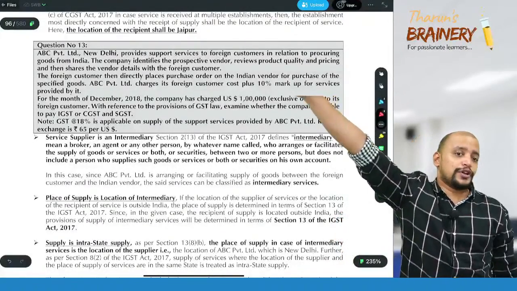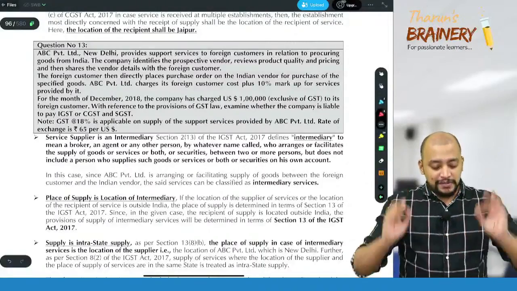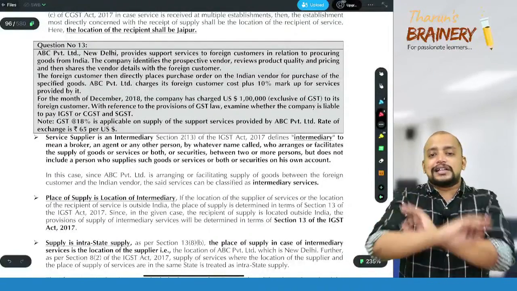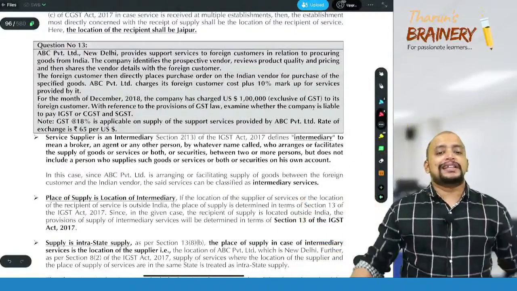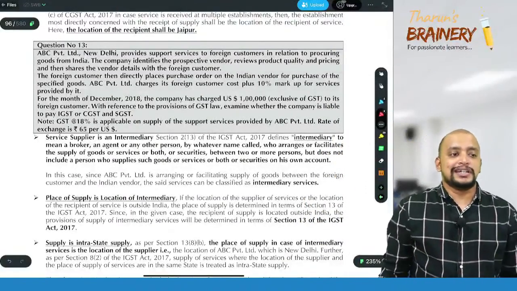Supplier of goods outside India. Recipient of goods also outside India. I am an intermediary in India. Now I receive some commission. That commission is exempted. Can we apply that exemption here?